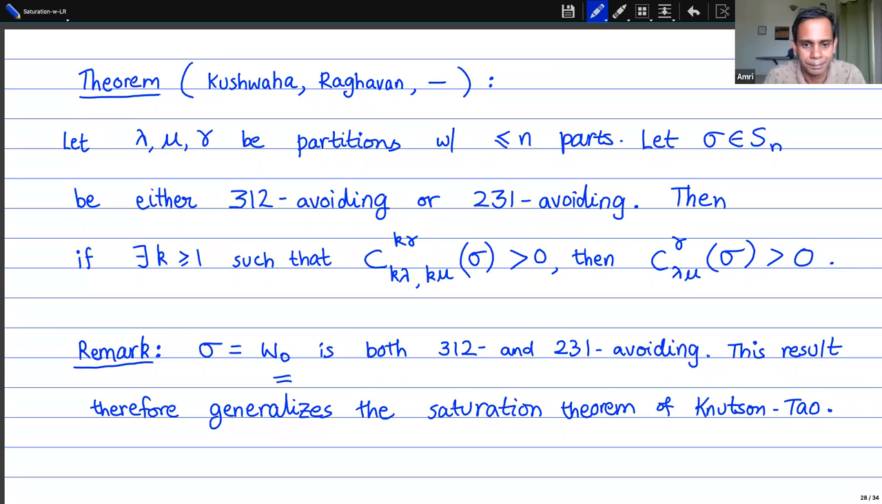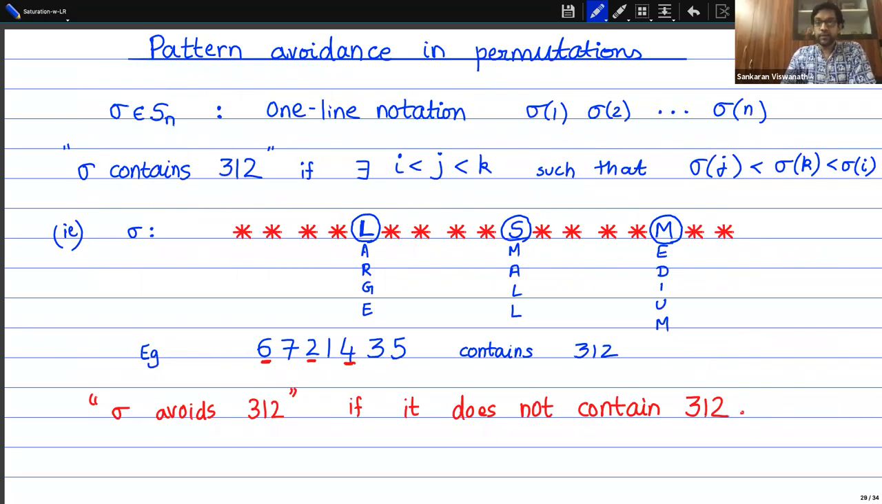Thanks. Let me just say what pattern avoidance in permutations means. You write out your permutation in one line notation, as sigma 1, sigma 2, up to sigma n. You say that sigma contains 3-1-2 if the following happens: you find three numbers in the one line notation such that the first is the largest of the three, the second is the smallest of the three, and the third is the medium one, the one in the middle. So this is like saying 3, 1, and 2. The relative order of these three numbers is exactly the relative order of these three entries in your permutation.